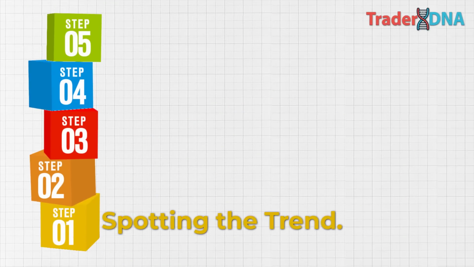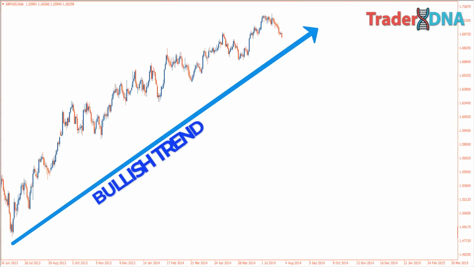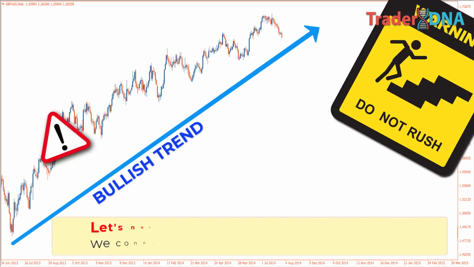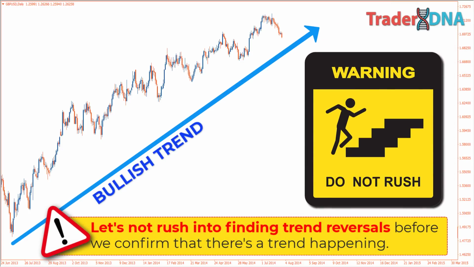Spotting the trend. Before we start thinking about trend reversals, let's make sure we actually see a trend first. It might sound a bit silly, but sometimes we get so excited about reversals that we forget to see if there's a trend in the first place. This is common among forex and stocks traders. We tend to rush things. So, let's begin at the beginning. That means, let's not rush into finding trend reversals before we confirm that there's a trend happening.